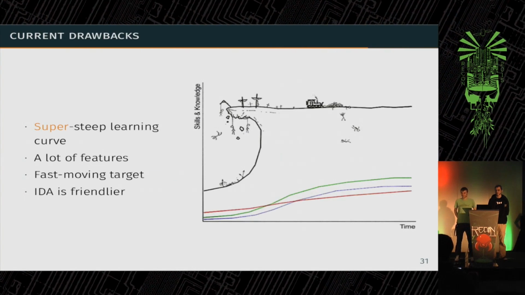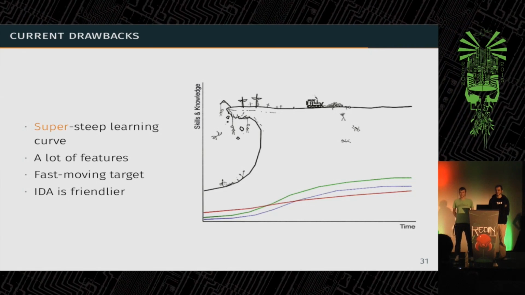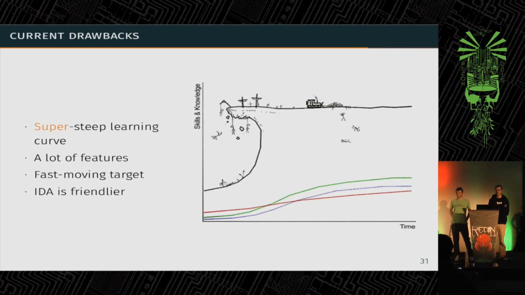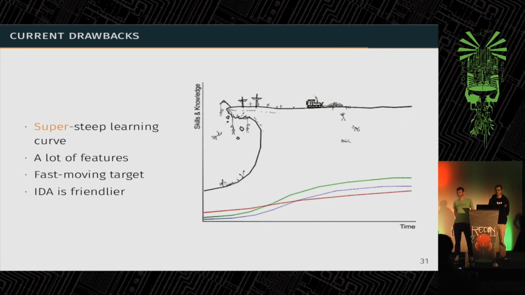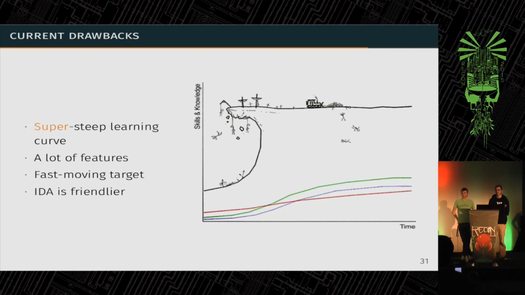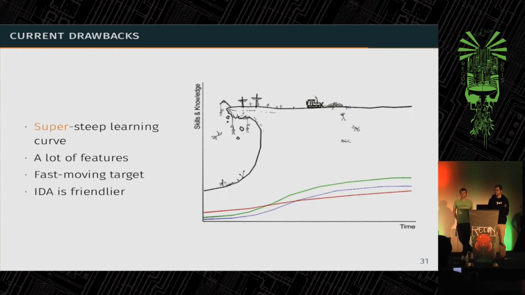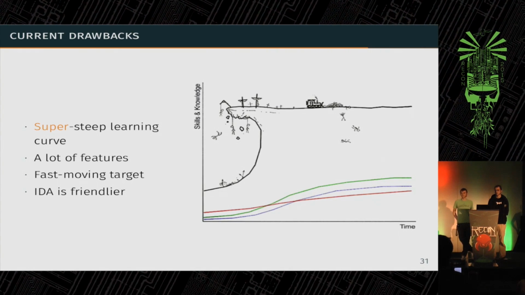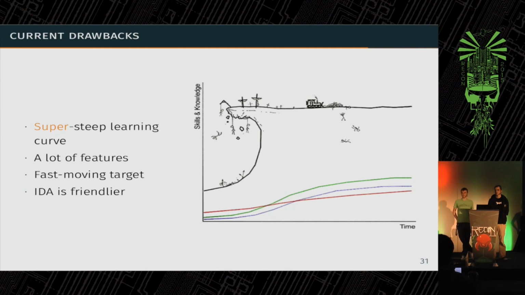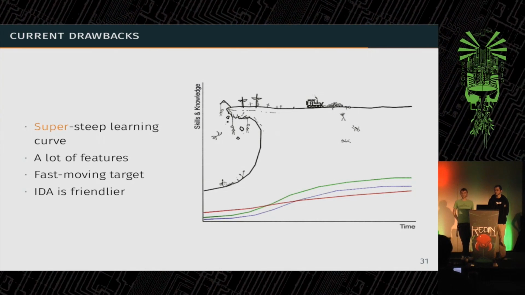So the drawbacks are, compared to IDA, we have a super steep learning curve. The user interface is not generally friendly to new users. We have a lot of features, and almost nobody knows how to use all of them. The targets are very fast moving because new technologies are made all the time. There are tons of great binary analysis toolchains, tons of great tools for all of this, and to keep up with these features is pretty tough. And IDA is generally a much friendlier tool for people that are both used to it and new users.